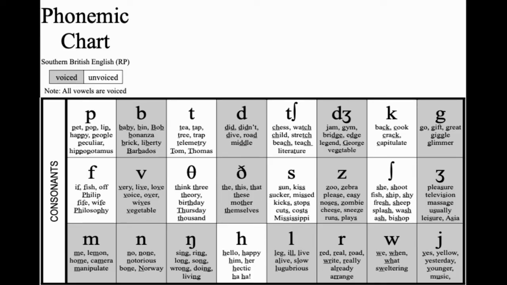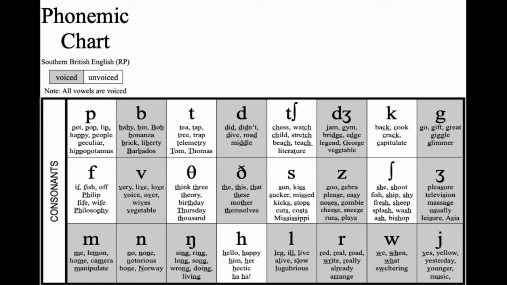In the following phonemic chart, we have a summary of all the consonants that we have introduced in this course, which are part of South British English or RP. These shaded boxes stand for voiced consonants, that is, the consonants that are produced with a vibration in the vocal cords. And the white colored boxes stand for the unvoiced consonants or voiceless consonants that are produced without vibration in the vocal cords. You must bear in mind that all vowels are voiced.